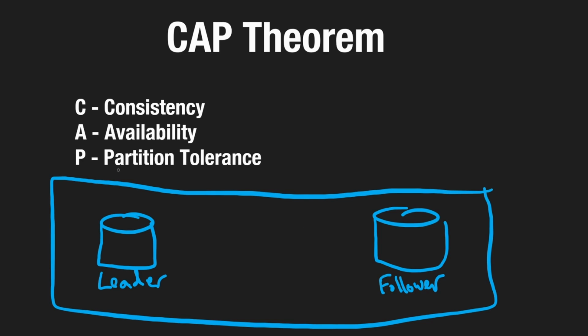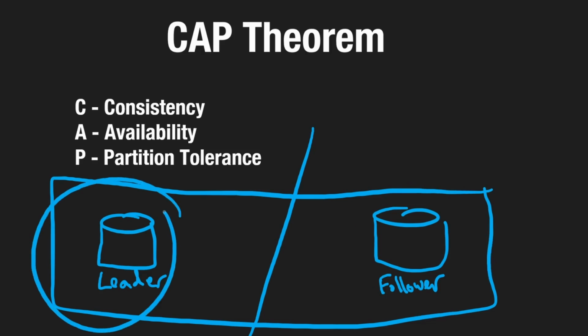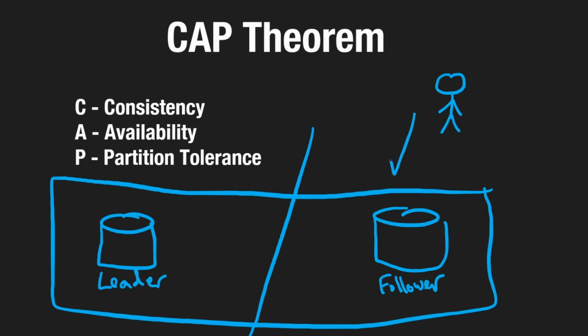But the problem is if we get a partition, in this case a network partition, that means that our system here of 2 nodes gets cut, it gets partitioned, and then we have these 2 databases. One is a replica of the leader. Now these 2 databases can't talk to each other, so we get some type of network problem. But maybe users can still interact with this database and some users can still interact with the other database. So this is a partition in this case.